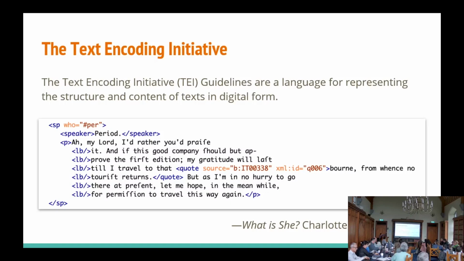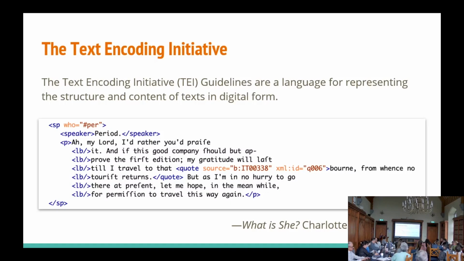So for example, the SP element has a who attribute, which points to the entry for this character in the play's cast list. And similarly, the quote element has a source attribute that points to the bibliography entry for the text that's being quoted here. One thing you might observe is just how many editorial decisions have been made to produce this encoding.